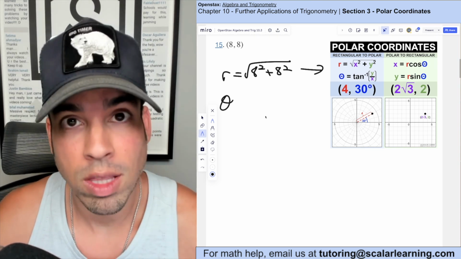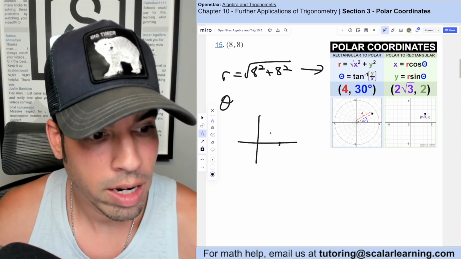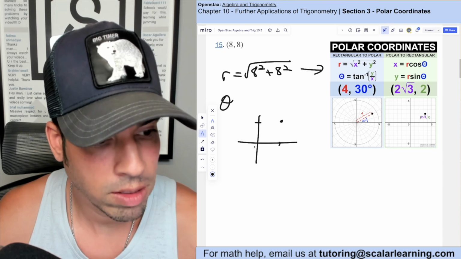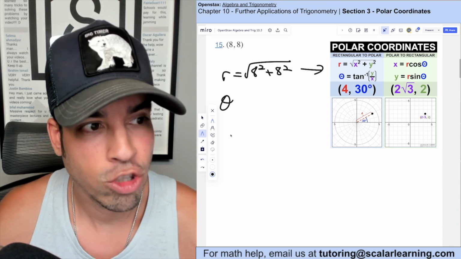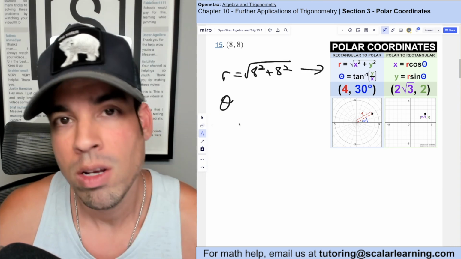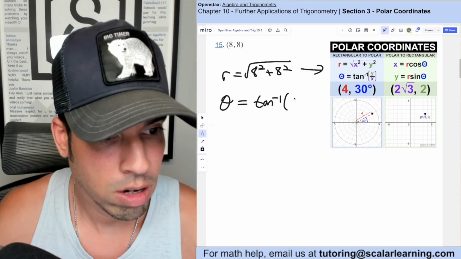I already know what the theta value is in a way, because if you think about 8, 8, we're going out 8 and we're going up 8. That's a perfect 45-degree angle, or in radians, pi/4. So I know it should be pi/4, and that should be the correct value. But we're still going to use the formula. So we would take arctangent of 8 over 8.